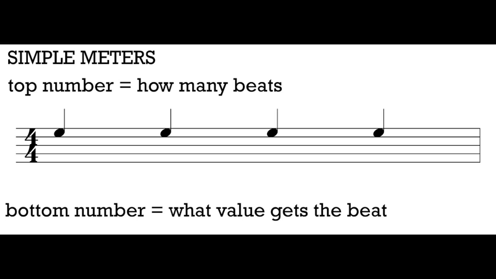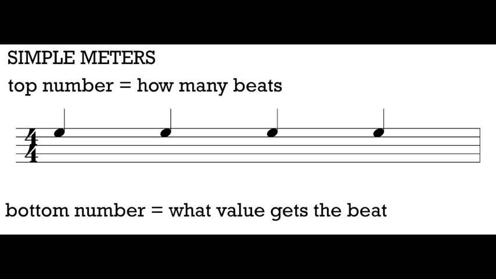And so when we see 4-4, the top 4 tells us that there are 4 beats in the measure. And the bottom 4 tells us that we're going to represent those beats with quarter notes. If the bottom number was an 8, we would use eighth notes. If the bottom number was a 16, we would use 16th notes to represent the beat. If it was a 2, we would use half notes. Okay, and that covers most of the common ones, though I suppose we could have 32s or 64s if we were feeling adventurous.